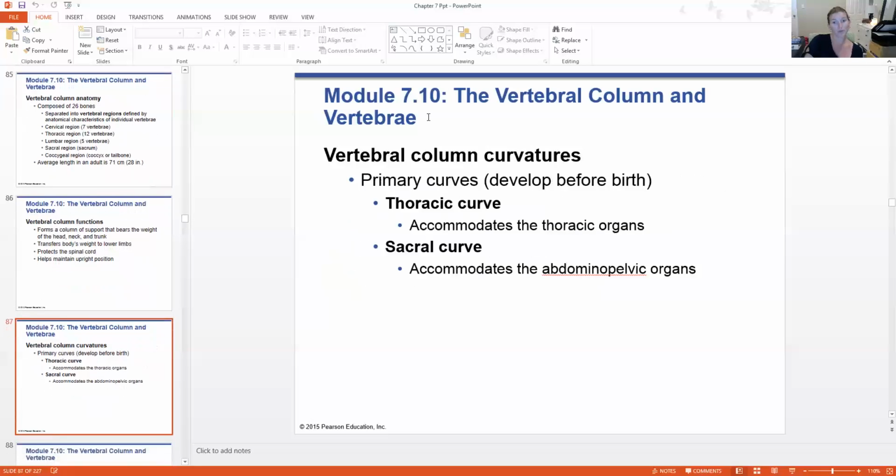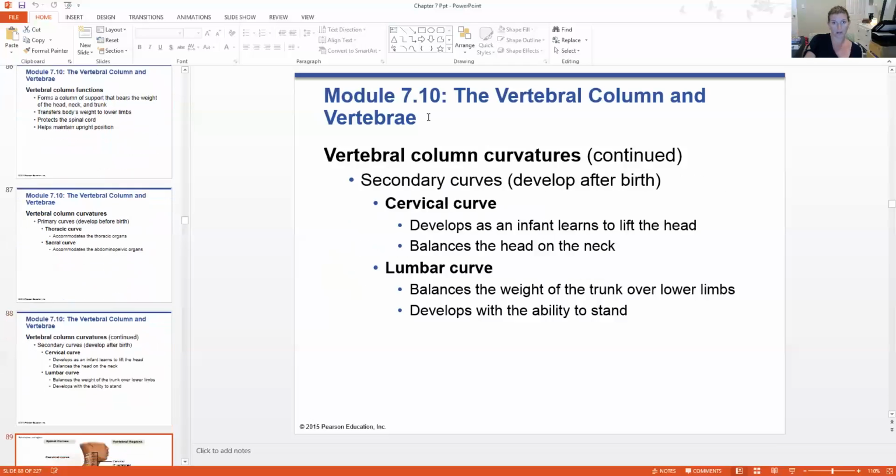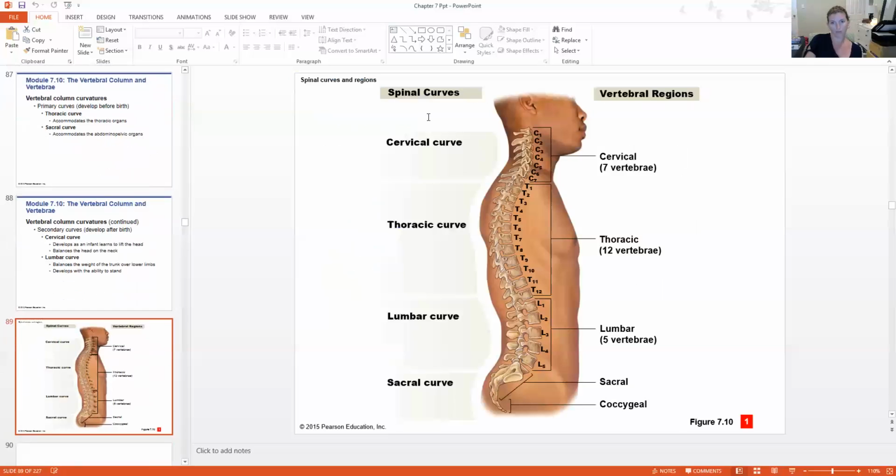You have the thoracic curve and the sacral curve. These curves develop before birth, and these are the primary curves of our spine. And then the secondary curve, which is the cervical curve, this is when you are finally able to lift and hold your head up. And then the lumbar curve helps your body stand erect, stand up. There they are. 7, 12, 5, 5, 4. There's typically 5 fused sacral and 4 coccygeal vertebrae.